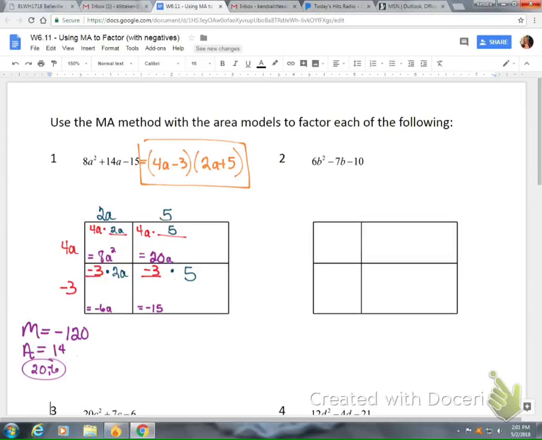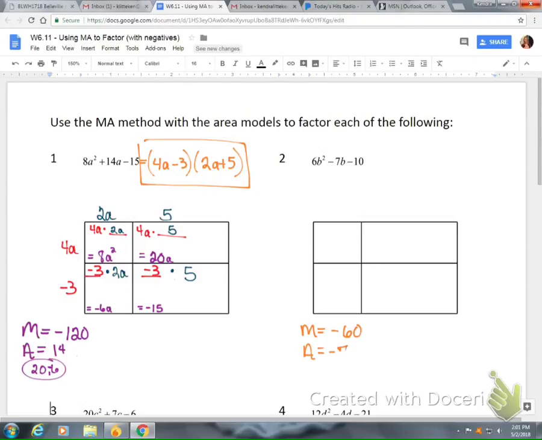Okay, so let's take a look at number 2 now. So number 2, we're going to follow the exact same steps. So the first thing I'm going to do is find my m. So what's my m going to be? Negative 60. I know, it's that new negative thing we got to worry about now. What's my a going to be?